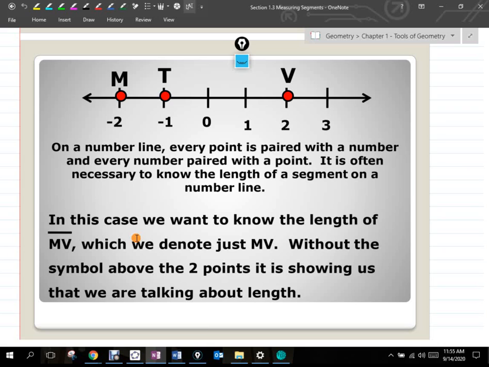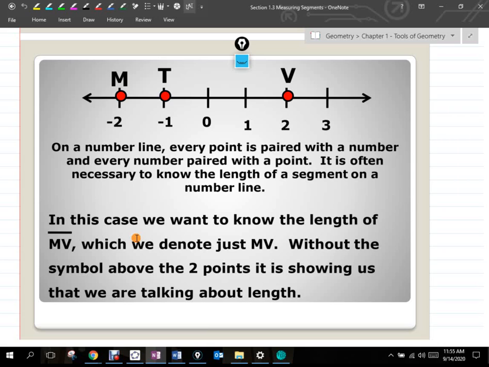Here it says on a number line, every point is paired with a number, and every number is paired with a point. That's what we call a one-to-one correspondence. Every number has a point. Every point has a number. And that setup essentially allows for us to measure distance.